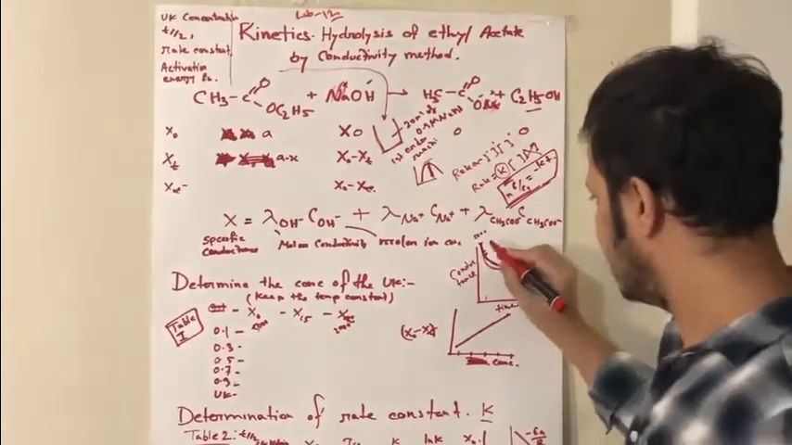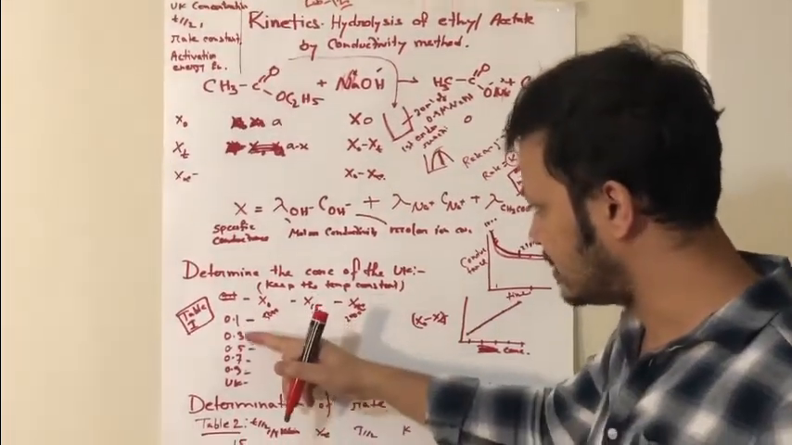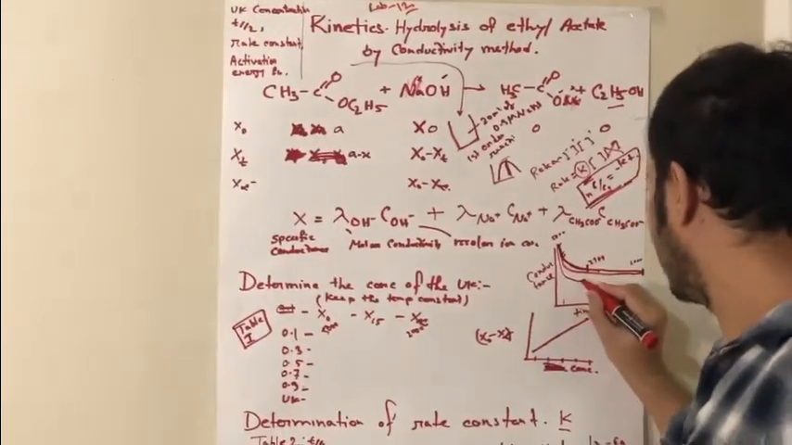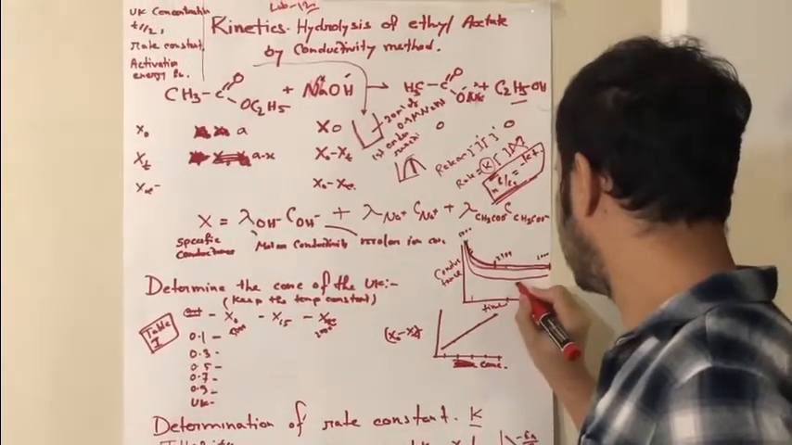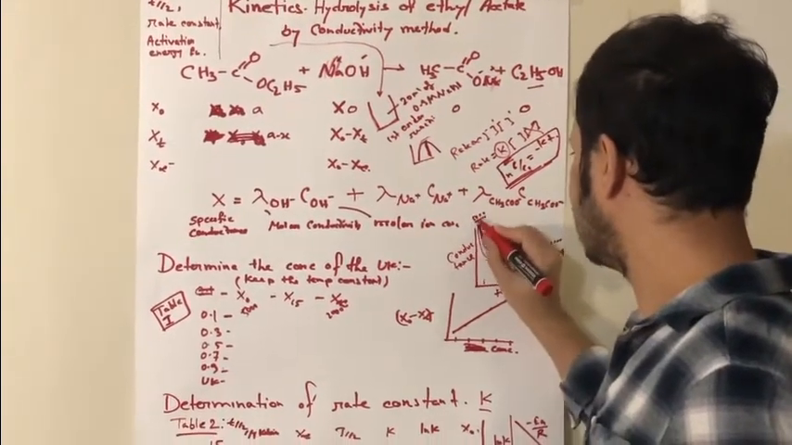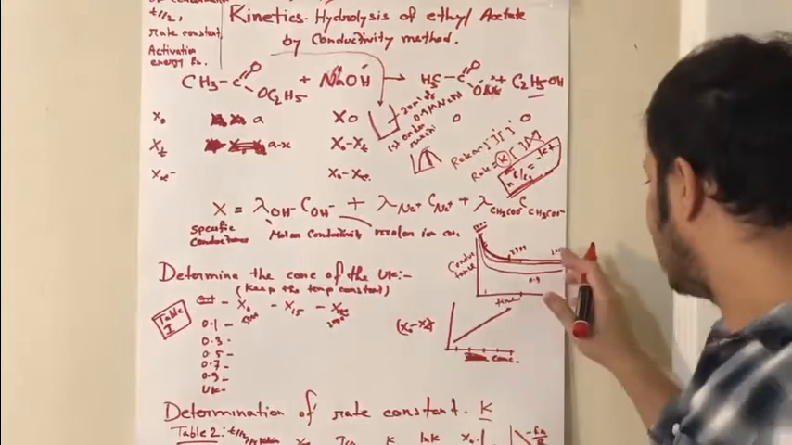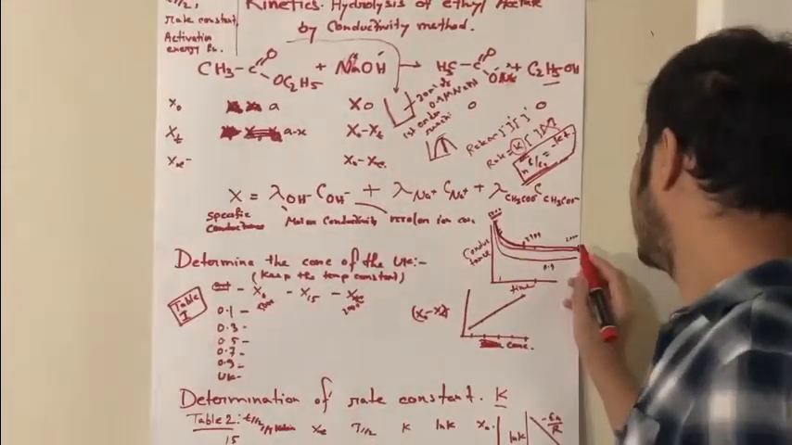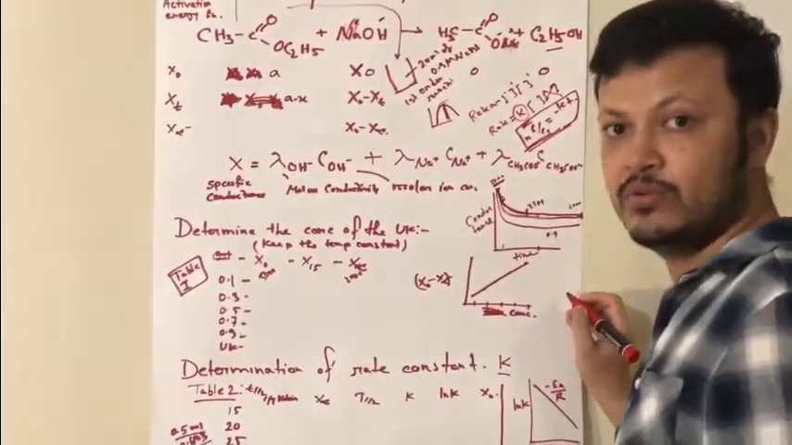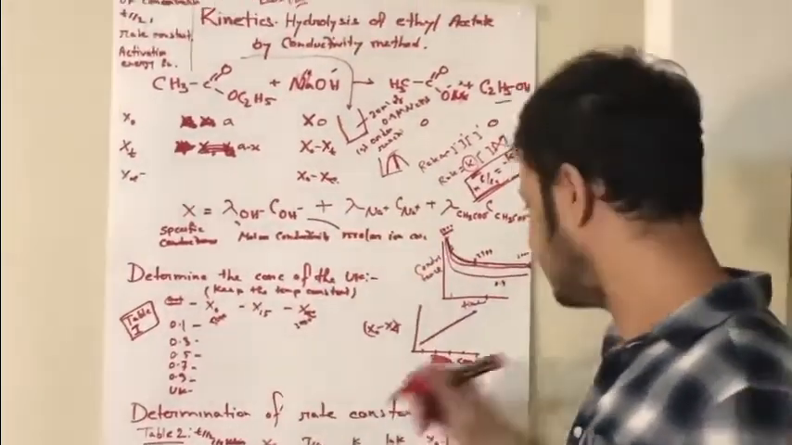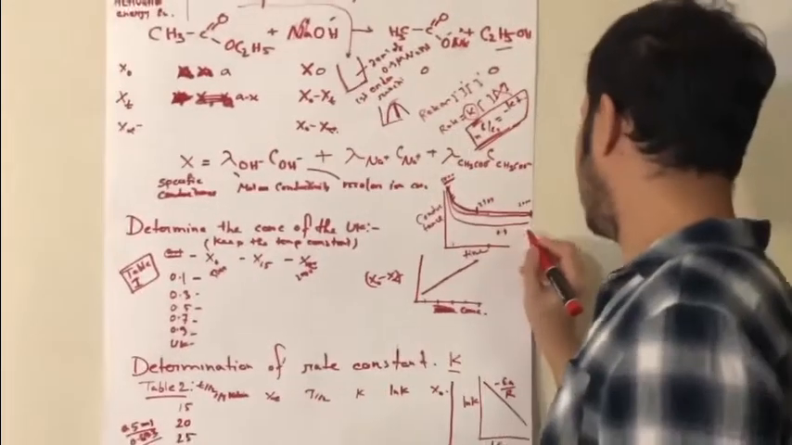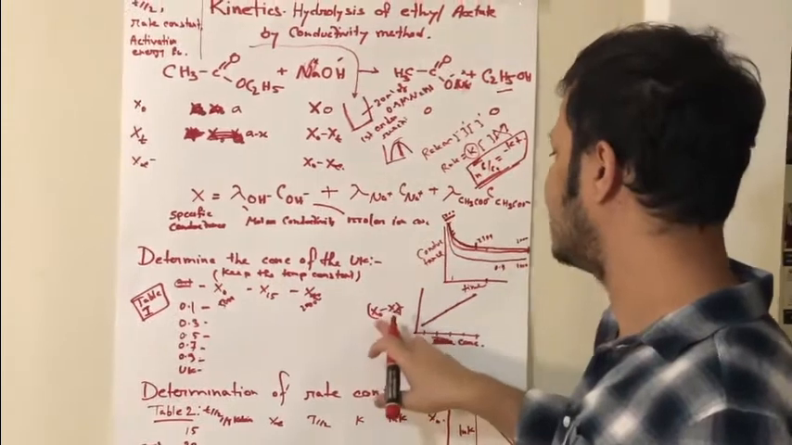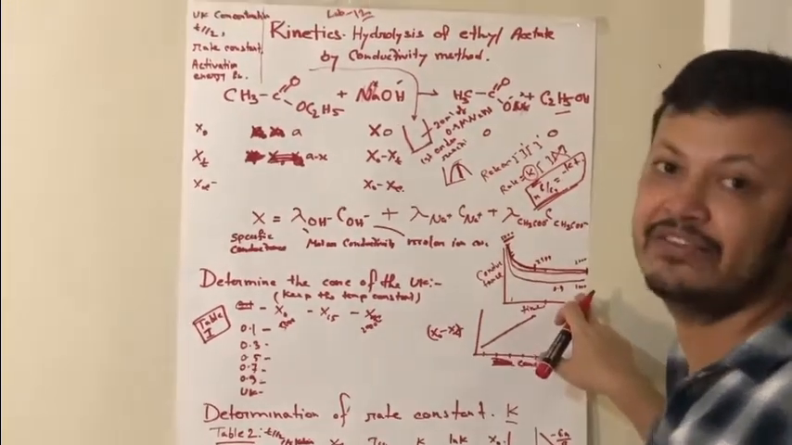Okay, so the same way the 0.1, 0.2, up to 0.9, it should go on this way. Suppose this is for the 0.9. If it is 5000, this should be 5000 for all, but the end value at infinite time will decrease with the increasing amount of ethyl acetate. So suppose for the 0.9 it is 1000. This is called the x naught and this is called the x infinity.